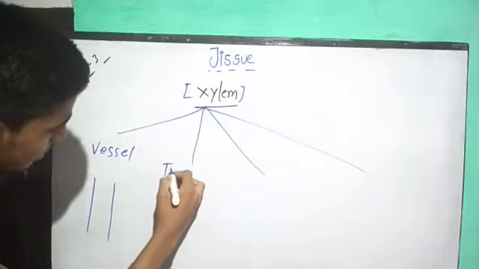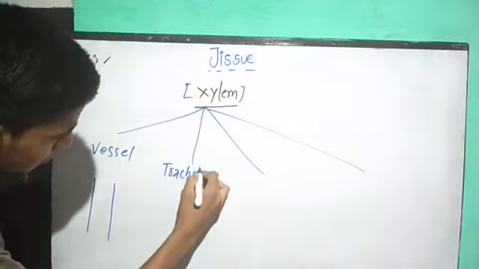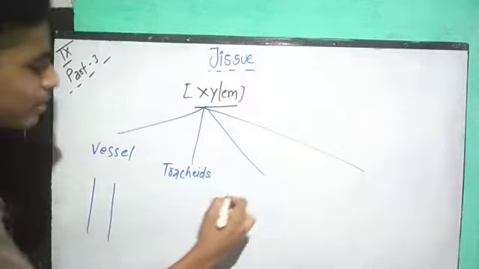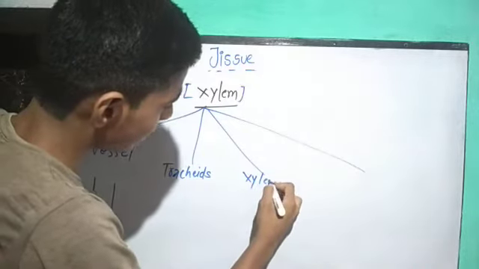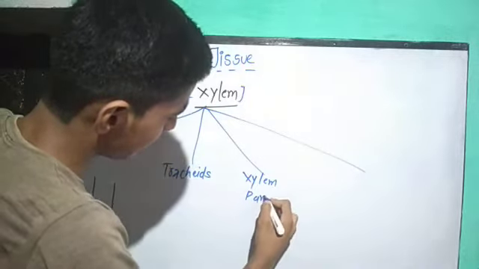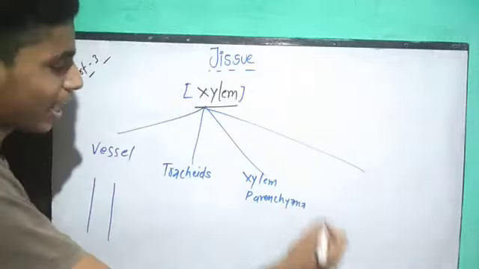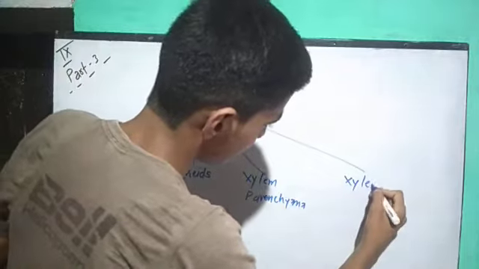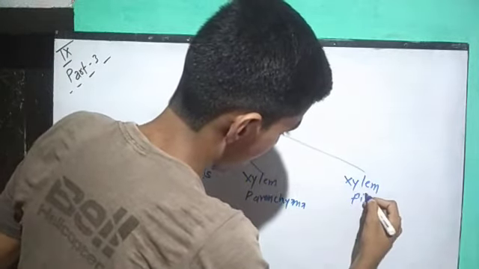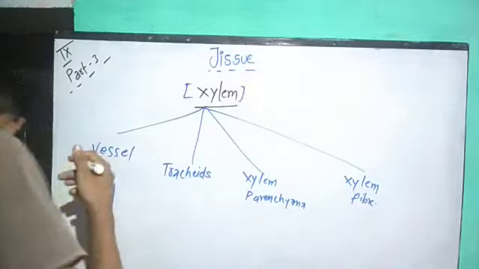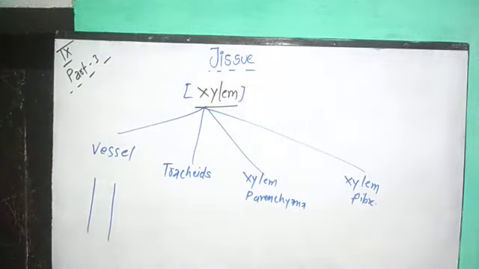Second element is trachea. Third one, xylem parenchyma. And last one, xylem fiber. So now we are going to see each and every one structure.